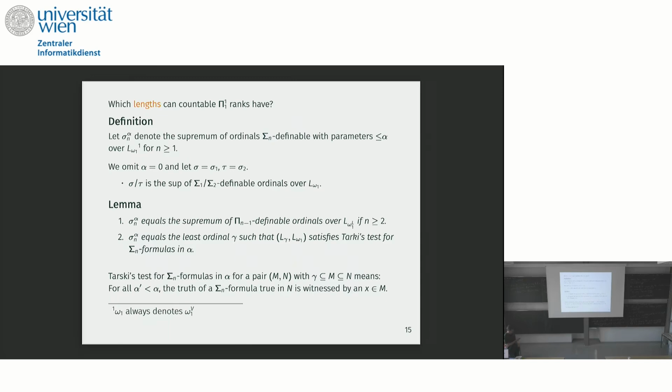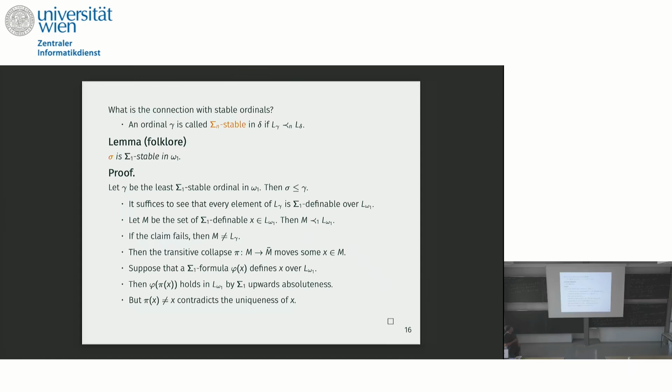All right, and maybe some people are familiar with so-called Σn stable ordinals. They have been used a lot. It looks like it's almost the same. So Σn stable means Σn elementary in, we're going to put L_ω1 here. And it is equivalent for Σ1, but not for Σ2. I put the argument here for Σ1 to see that the sup of Σ1 definable ordinals is actually the least ordinal that's a Σ1 elementary substructure.